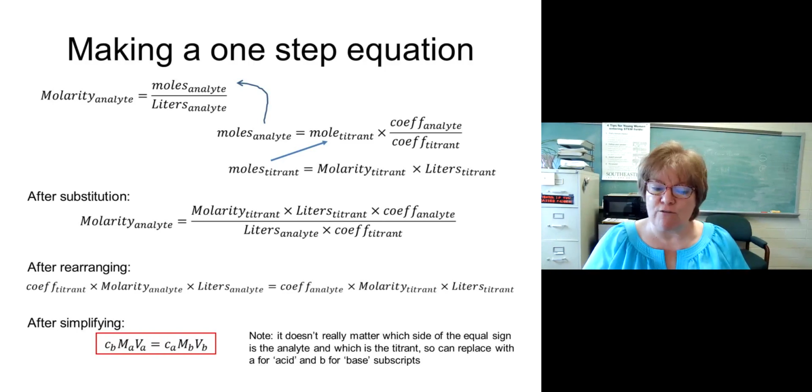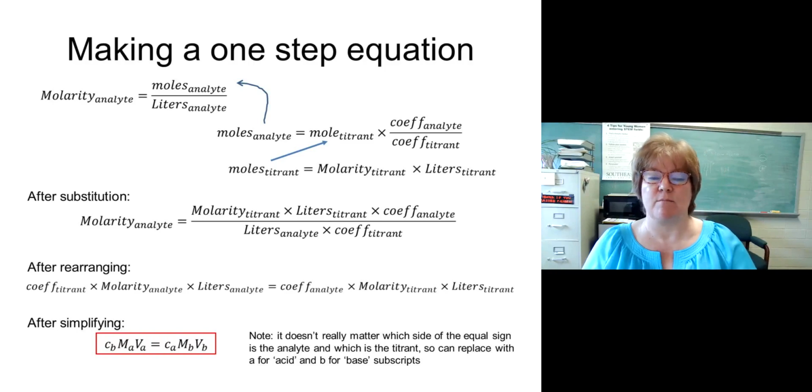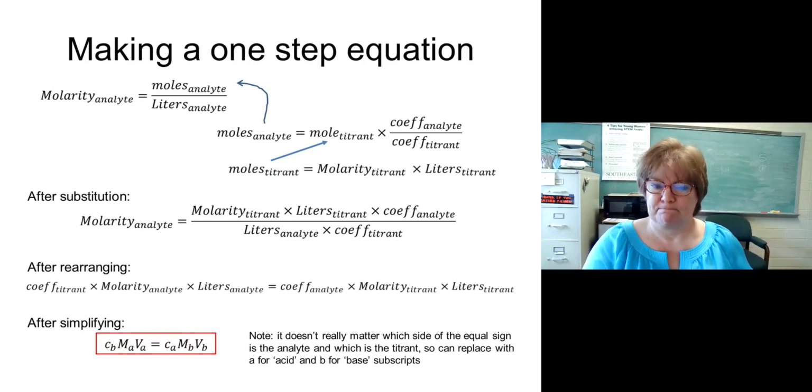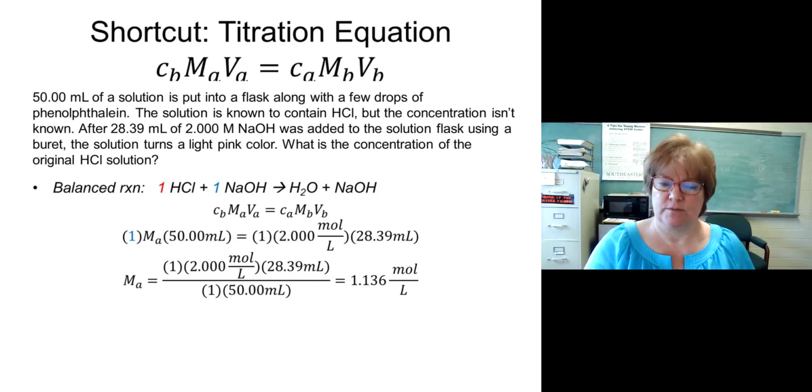This is the coefficient of the other thing times the molarity of the first thing equals the coefficient of the first thing times the molarity. So notice that the coefficients are opposite. When I have the molarity of the acid and the volume of the acid, I'm multiplying it by the coefficient of the base. And same thing with the molarity of the base and the volume of the base, I multiply it by the coefficient of the acid. If you take this into account, you can do this all in one step. So again, here I have a worked example with the one-step solution. And you see that this is what goes on.